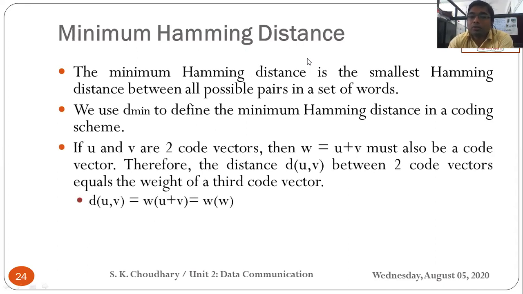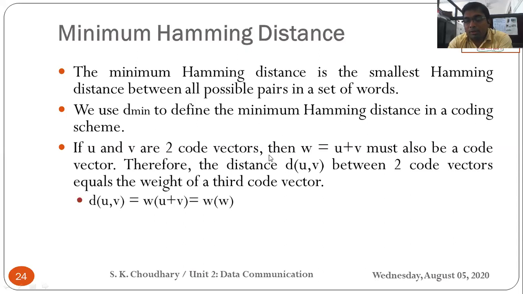Suppose you have two code words U and V, and the weight of their summation is W equal to U plus V. There is now a third code word. In this way, we have three code words. U and V are two independent code words, and the summation results in another, third code word, that is W. That is also one of the properties: the sum of two vectors results in another code word.